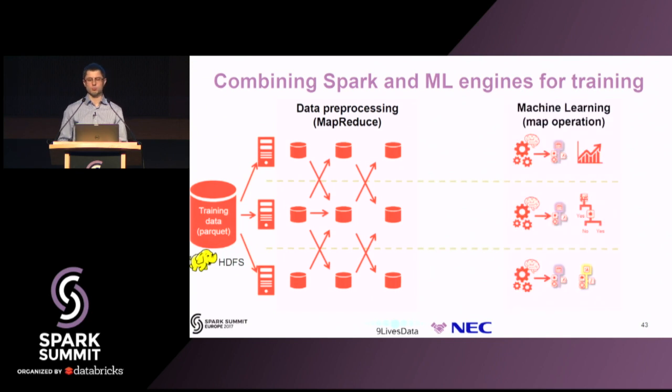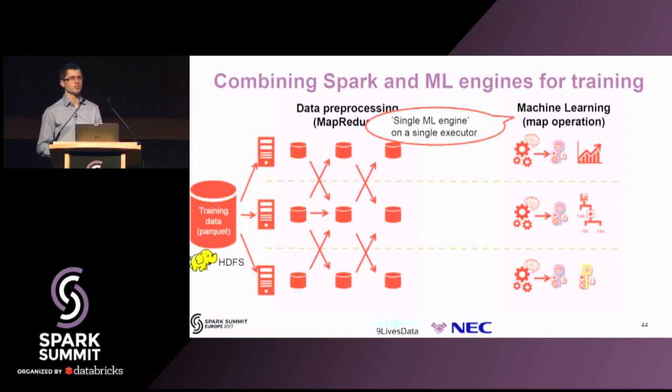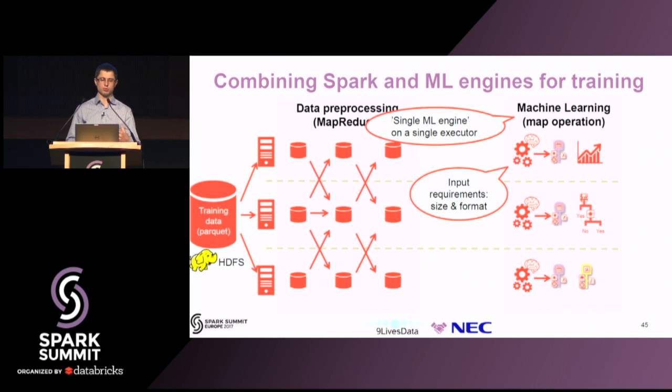And then we would like to move to the second phase of our flow, machine learning. And this machine learning we intend to do in parallel, actually. We would like to execute many native machine learning engines in parallel. It will be done in a Spark map operation. And for the simplicity of this talk, we may assume that a single machine learning engine will be executed on a single executor.